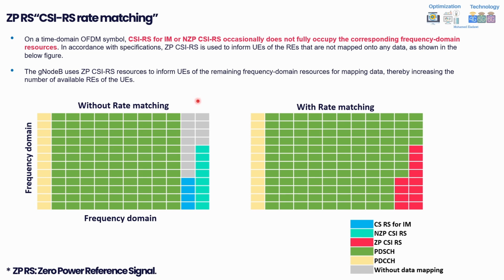Zero power is being used to inform the UEs about the remaining frequency domain resources for mapping data, to maximize the throughput gain and so on. So this is one of the most important functions of zero power. Actually, the next part will be about the parameters.